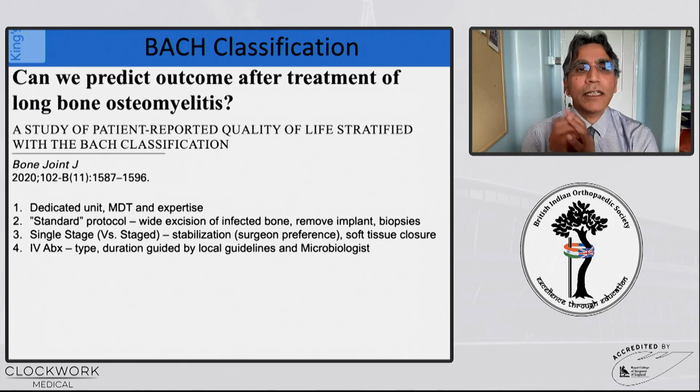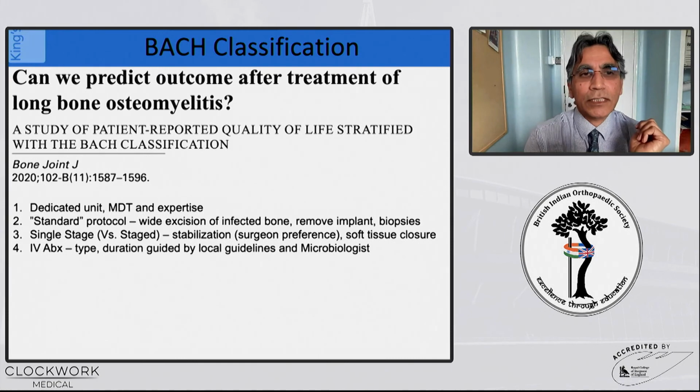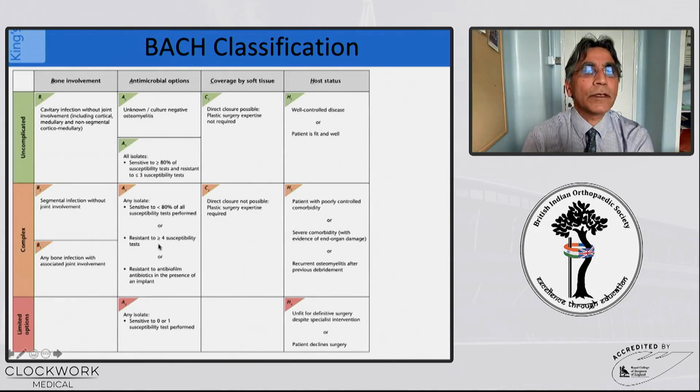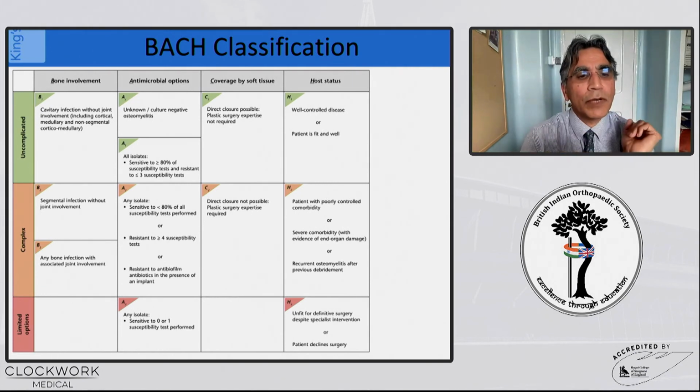Okay, so can we predict the treatment in these cases? So I suggest you look up the BACH classification that divides the infection risk from straightforward infection to complex and no treatment option. So here it is. So uncomplicated is one group, complex, limited depending upon BACH, that is bone involvement, antimicrobial options, coverage by soft tissues, and host status. This is a good framework to work out whether there's a limited option or a complex treatment which is going to need 1 or 2 stages, or simply DAIR would work.